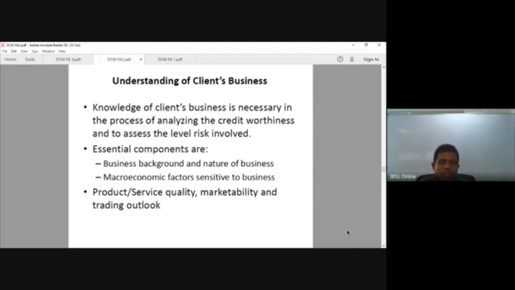Then product, service quality, marketability, trading outlook, you have to have a good understanding, right? If you don't have good understanding, make sure that you get some understanding. It might be through the internet, it might be through a field visit, it might be through calling one of your friends. The important thing is, if you don't understand the business, you have to physically visit there.